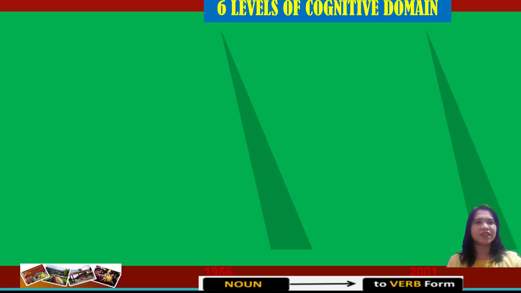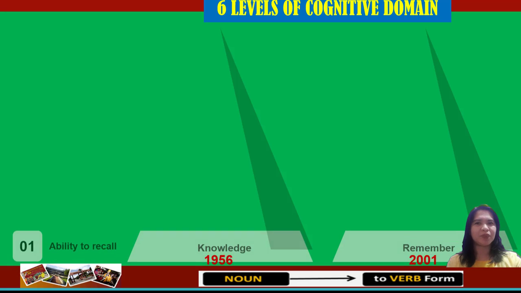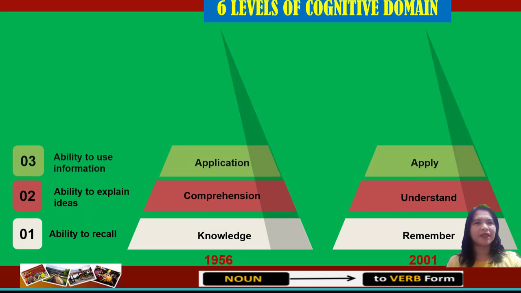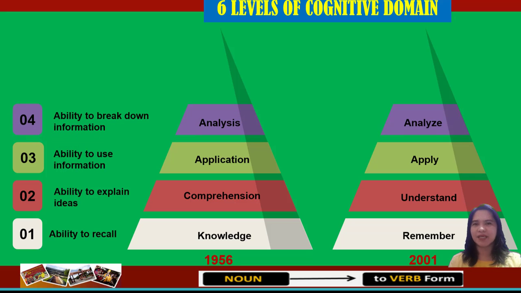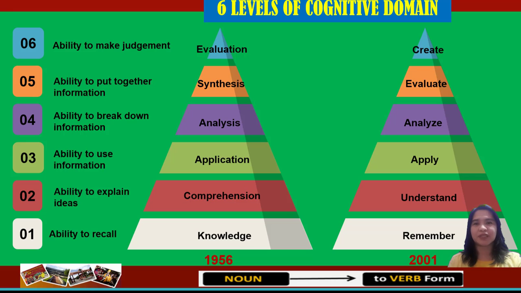Actually, there were two significant changes. First, the names of the 6 categories were changed from noun to active verb. Specifically, we have the knowledge to remember, comprehension to understand, application to apply, then we have analysis to analyze, synthesis to evaluate, and the highest is evaluation, which was changed to create. The second significant change was on the order of the last 2 highest levels.